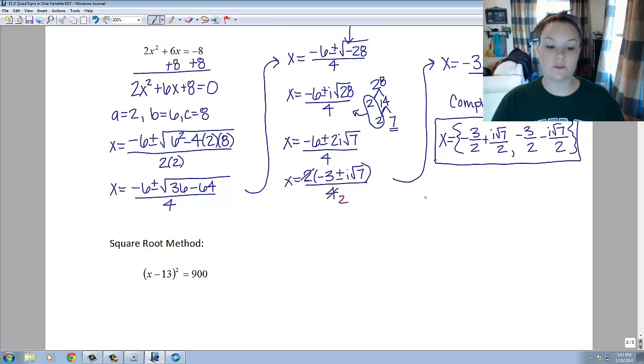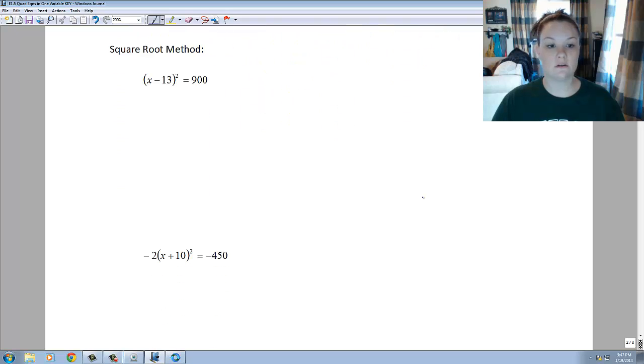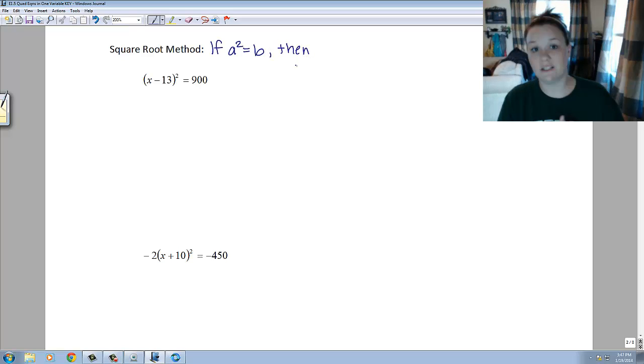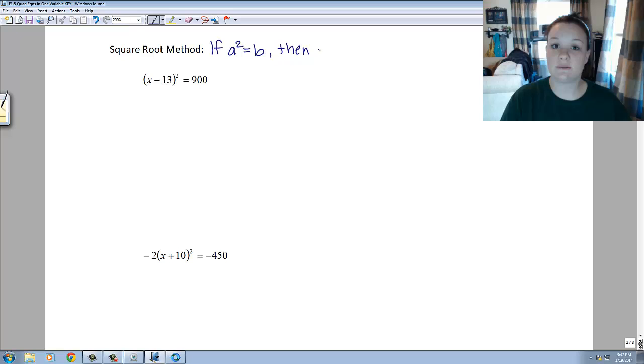Square root method basically says that if we have something like a squared equals b, then we can get rid of that square by square rooting both sides, or taking the square root of both sides. Okay, when we do that, we have to do plus or minus. So here, if I were to take the square root of a squared, it would leave me with just an a, because a square root and a square cancel. If I take the square root of b, then I end up with a square root of whatever that number is. So if a squared equals b, then that means a equals plus or minus the square root of b. And the way I get that is just by taking the square root of both sides.